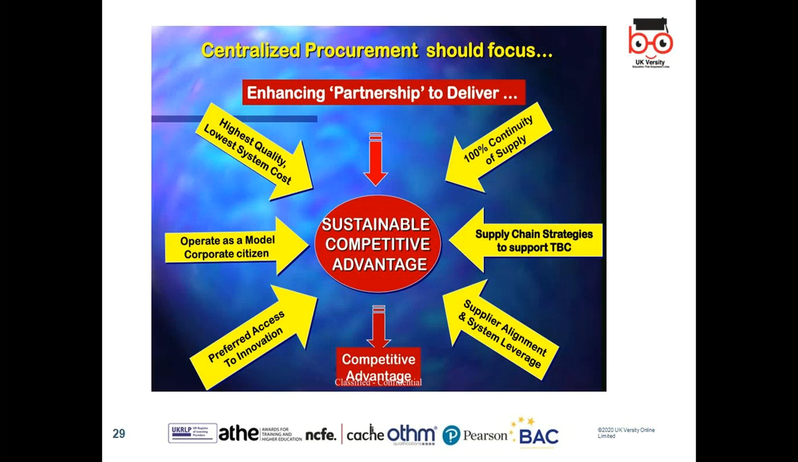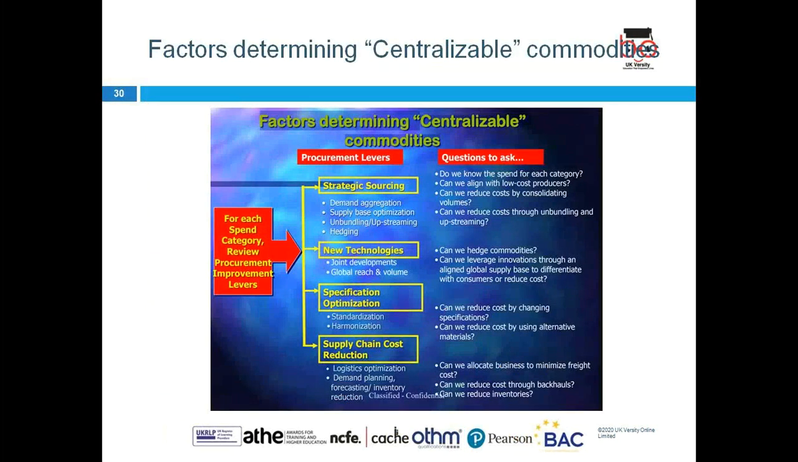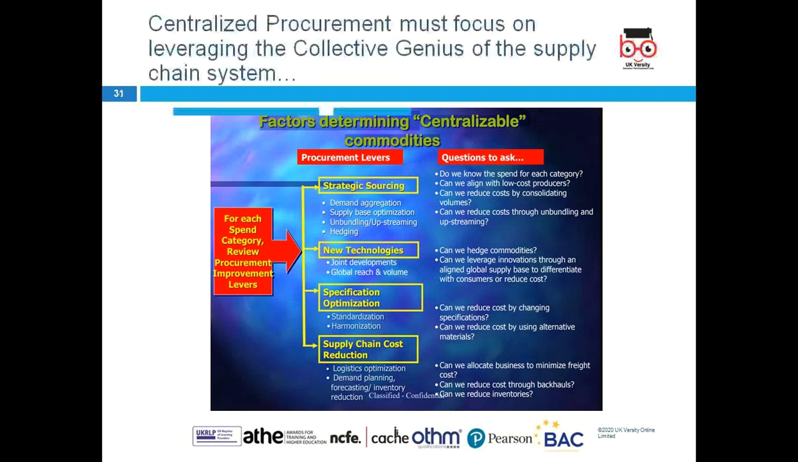We need to look at supply chain strategies to support 100% continuity of supply. So that's really why we want to be centralized as well. The factors that determine centralized quantities: we need to look at strategic sourcing, where we can do demand and supply based unbundling, and new technologies. Joint development, we can use a joint IT system, and supply chain costs, we need to focus on reductions.